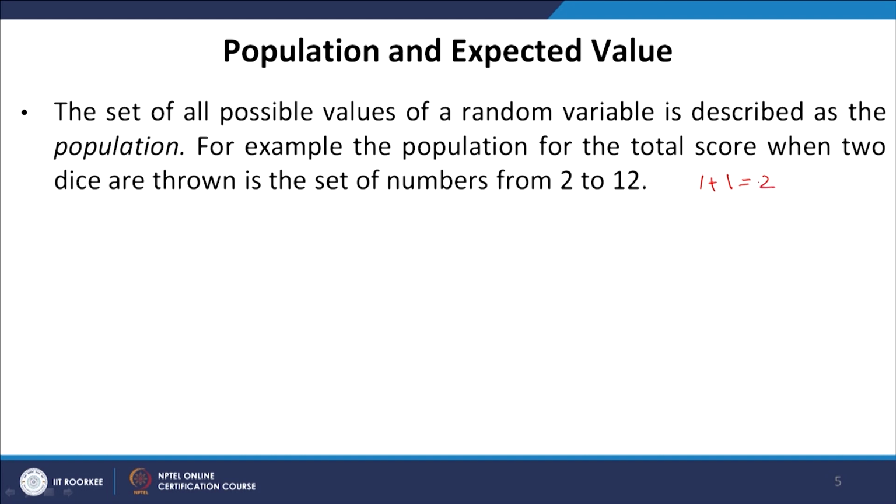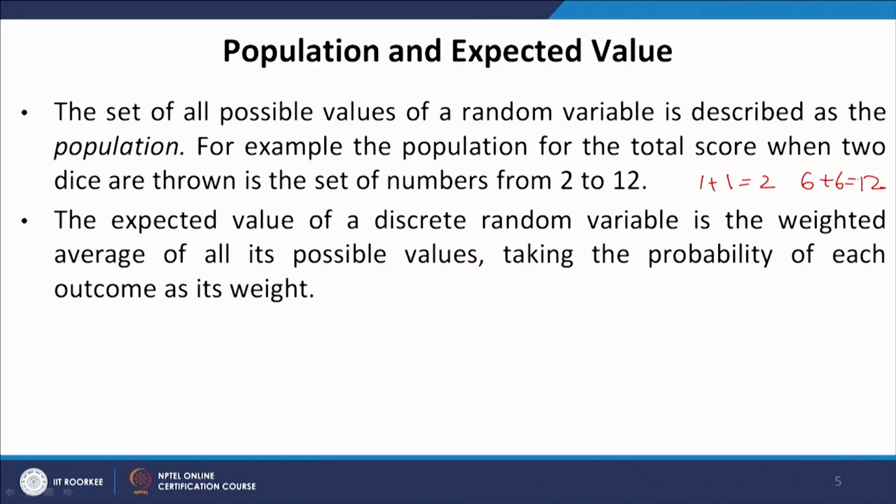The maximum value each one can take is 6, so 6 plus 6 is 12, and it can be anything in between. For example, one die has come up with 1 and the other has come up with 2, so it adds up to 3 and so on. So, the population, the set of all possible numbers obtained by throwing two dice, is from 2 to 12. It contains all possible values. That is the population. The expected value of a discrete random variable is the weighted average of all its possible values, taking the probability of each outcome as its weight.